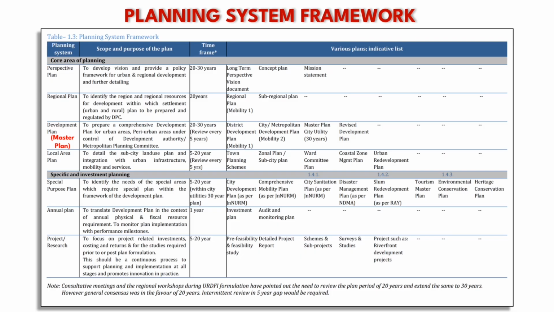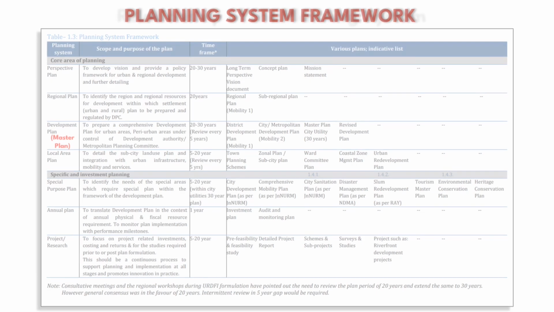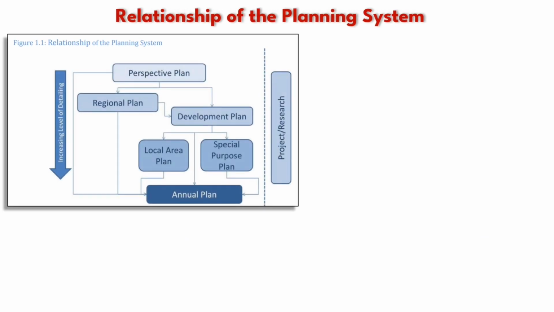First is core area of planning and the other is spatial and investment planning. This chart shows the hierarchy of planning system. So perspective plans are the topmost planning layer. These are generally prepared for very wide areas such as a district, state or a country, and therefore prepared for almost 20 to 30 year horizon period. Such plans generally have policy level frameworks and intervention of various sectors.